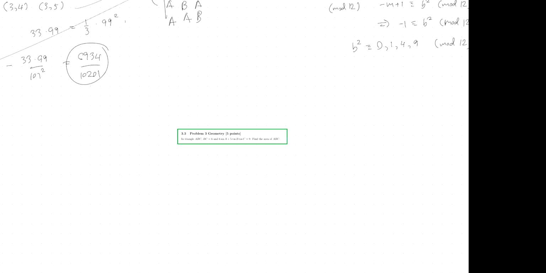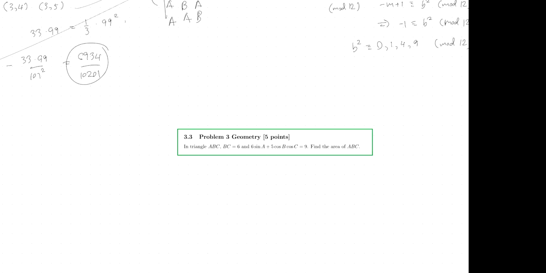Oh, the answer to 3.3 was 6, by the way, if anyone's wondering.